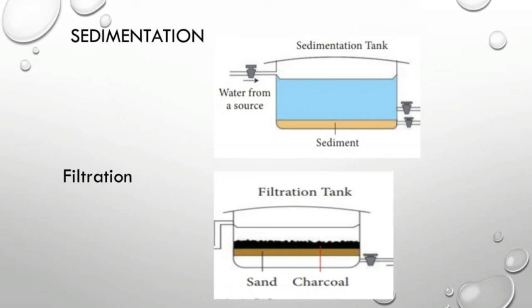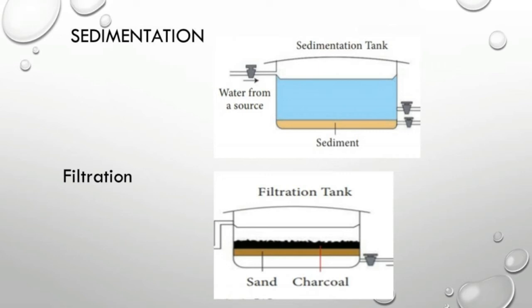Water from lakes or rivers is collected in large sedimentation tanks. There it is allowed to stand undisturbed so that suspended impurities settle down at the bottom of the tank. Sometimes a chemical substance such as potash alum is added to water to speed up the process of sedimentation. This process is called loading. The particles of potash alum combine with the suspended impurities and make them settle down at a faster rate.